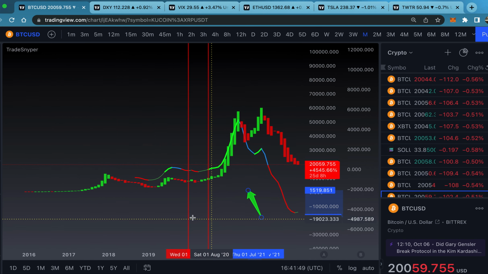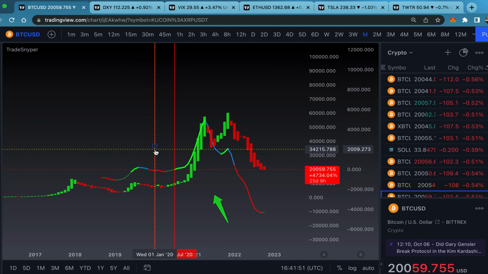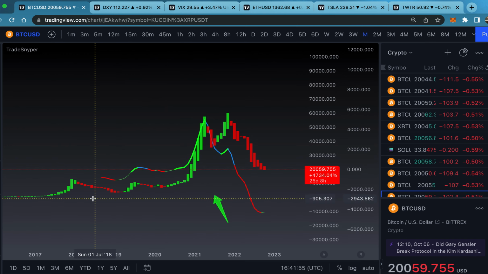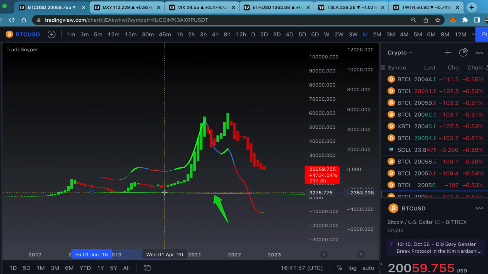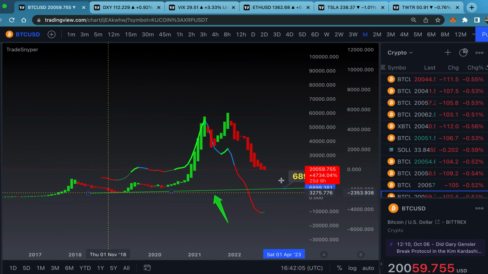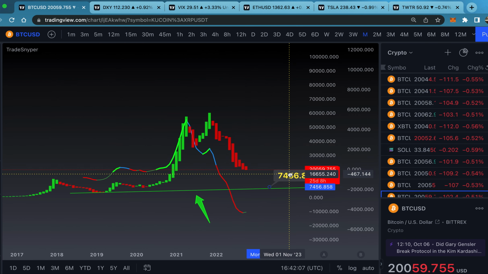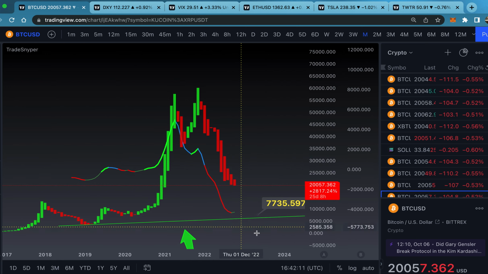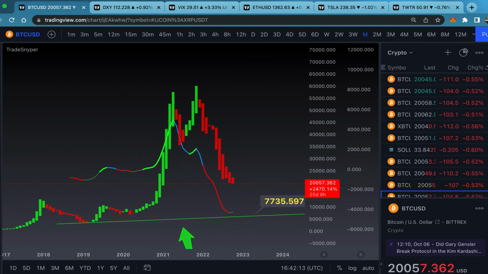Where do we think Bitcoin's going? Well, there's a couple things we could note right here. If we draw a ray, something like this, this was the previous bottom. This would be good, and this extends out to here. This brings it down to 6,800, around 7,700. Do I think it's going to go that low? I really don't think so. That's just absurd.